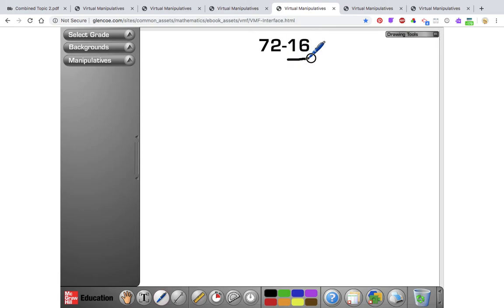So thinking about I have 16, what number would I need to add to 16 to make it a friendly number, the next group of 10? Right, it should be 4. So I would be adding 4. Now remember, whatever I do to this number, I have to do to the other number. So I'm also adding 4 to the 72. So that means that 16 is now 20, and 72 is now 76.